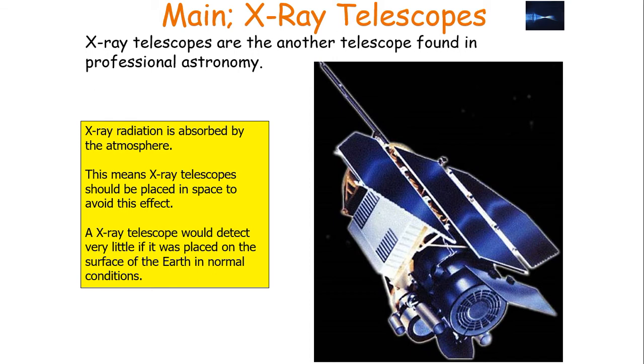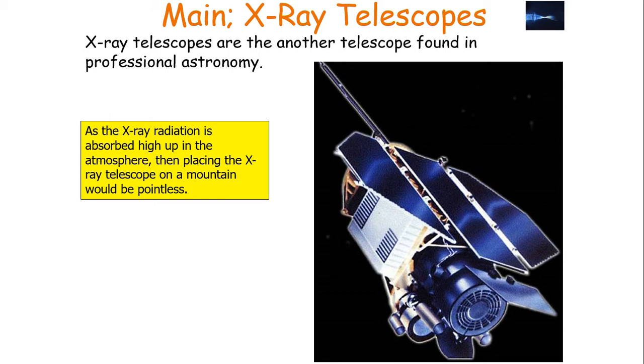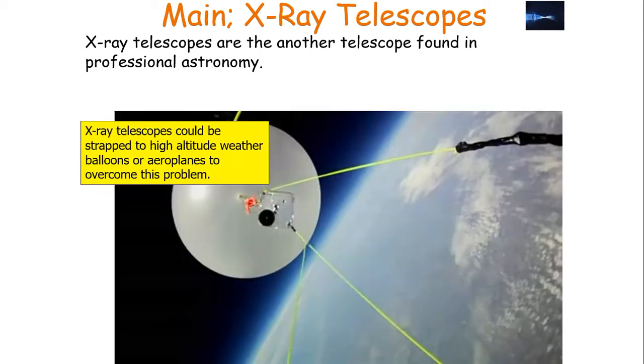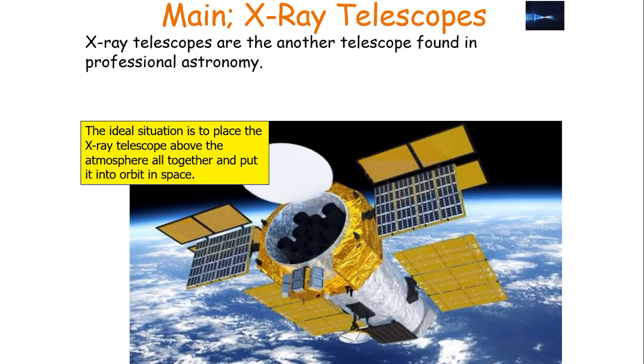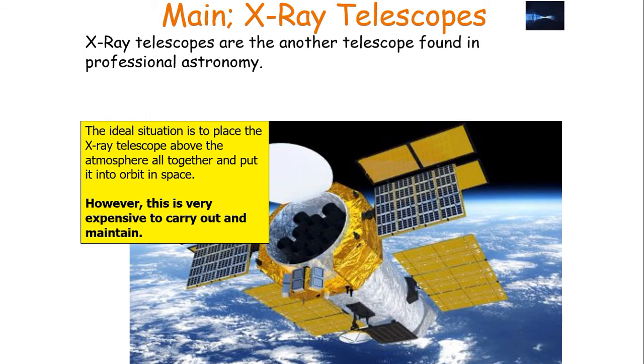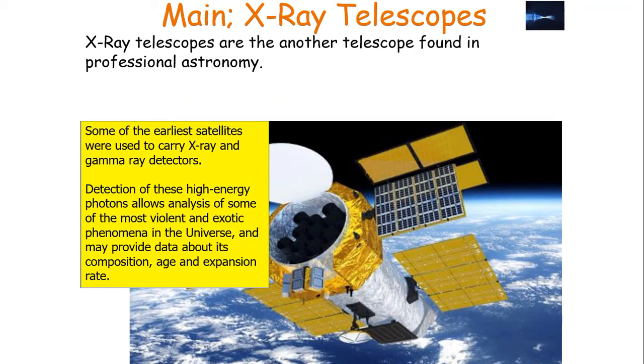Now, X-ray radiation is absorbed by the atmosphere, so like other particular telescopes, X-ray telescopes should be placed into space to minimize this effect. So the X-ray telescope would detect very little if it was placed on the surface of the Earth in normal conditions. And as the X-ray radiation is absorbed high up in the atmosphere, placing an X-ray telescope on a mountain would be pointless, so you can strap your X-ray telescope to a high altitude weather balloon or aeroplane to overcome this problem, but the ideal solution is to place it in orbit in space. However, like we mentioned before, it's very expensive to carry out and maintain.